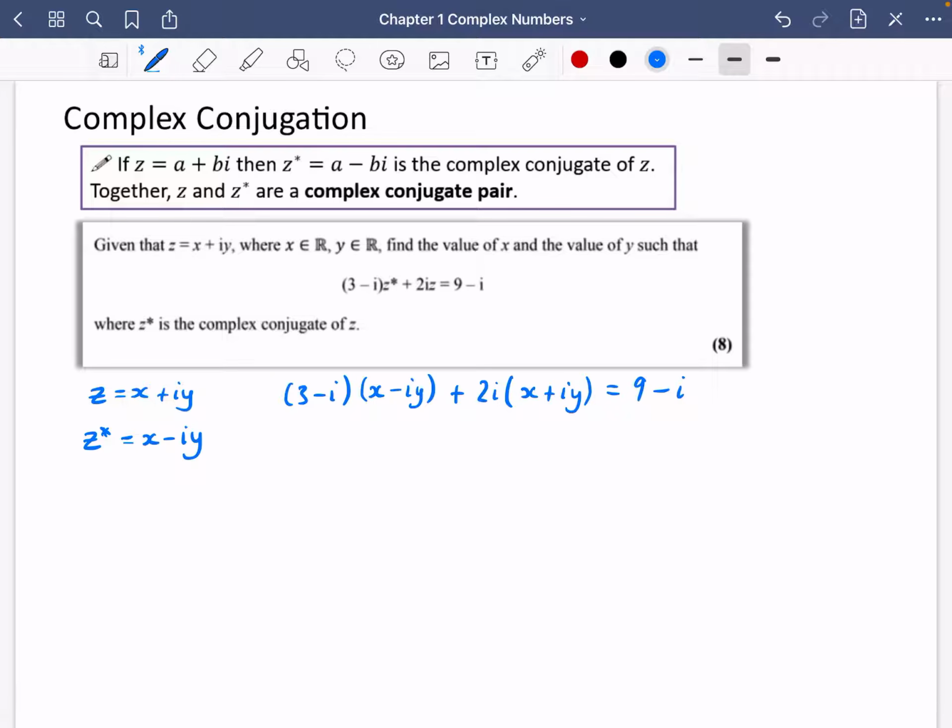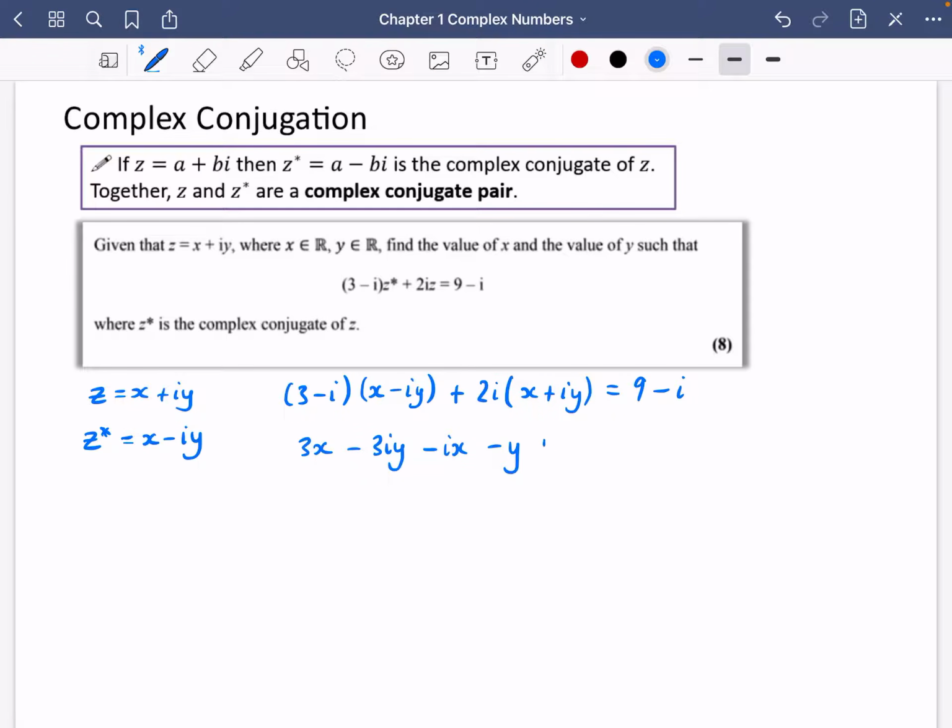So I'm going to do these double brackets at the beginning here. I get 3 multiplied by x, and then 3 multiplied by iy, so that's 3iy. I then get minus i multiplied by x, that's minus ix. And then I've got the minus i times the minus iy. Well, minus i times minus i is plus i squared, but remember i squared is minus 1, so it becomes minus y. Just think about that carefully. It's originally going to be a positive because you've got the negative times the negative, but the i times the i makes it become a negative because i squared is negative 1.